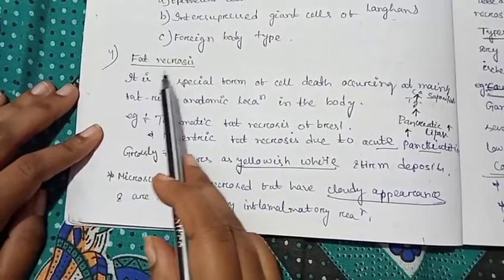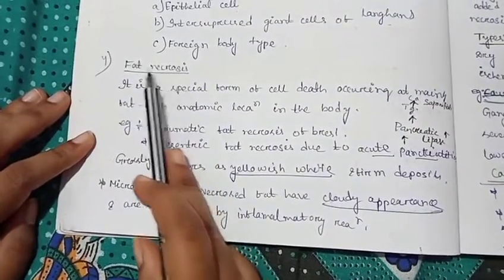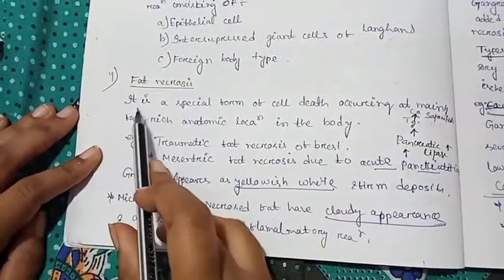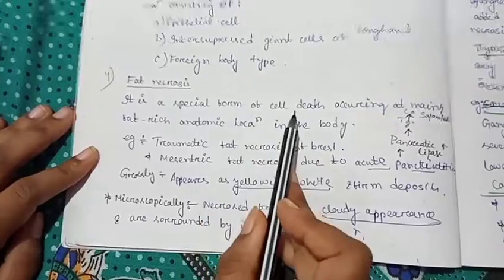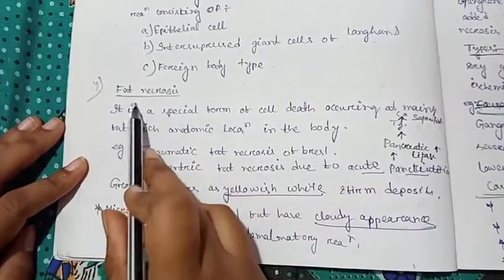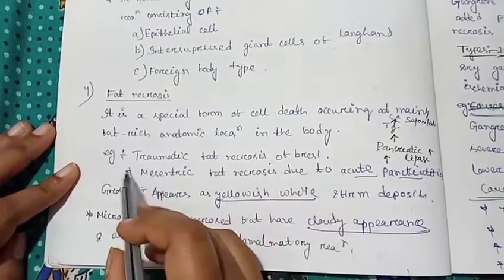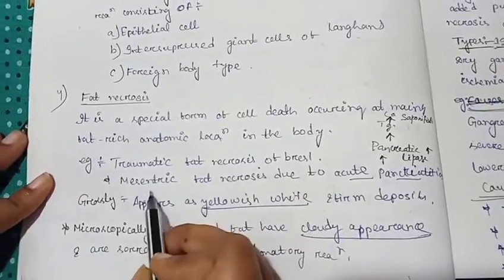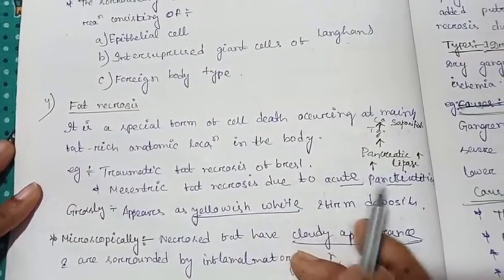Then our fourth type of necrosis, that is fat necrosis. Why is it called fat necrosis? We will discuss it later. It is a special form of cell death occurring mainly at fat-rich anatomical locations. That's why it is called fat necrosis. What are the examples? One is traumatic fat necrosis, as in the breast, and another is mesenteric fat necrosis due to acute pancreatitis.